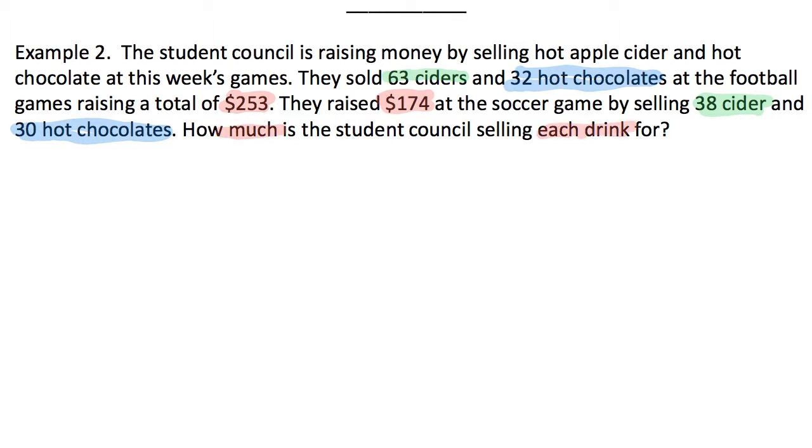So that means we're going to label our X and Y's, because that's our first step. We're going to do ciders as one variable and hot chocolate as the other variable. So X is equal to the number of ciders, and Y is equal to the number of hot chocolates.